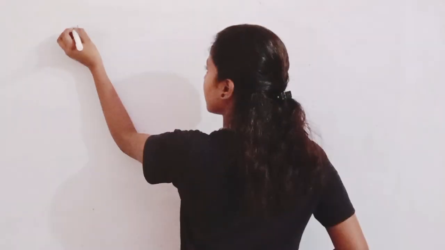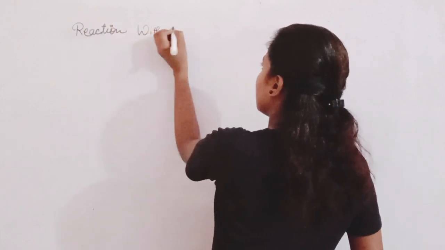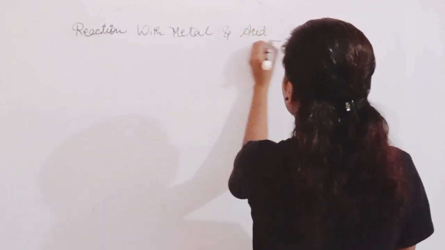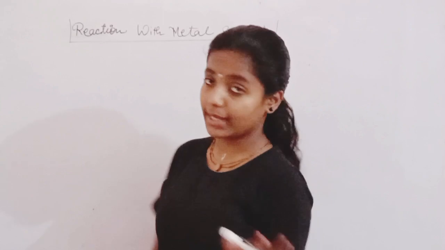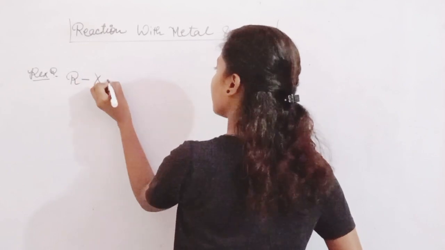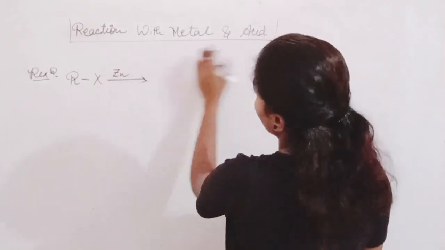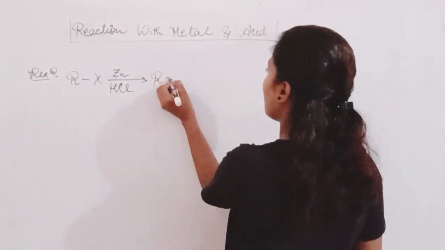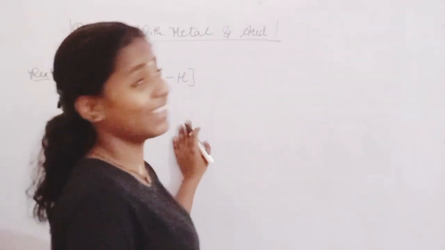Now we are going to have reaction with metals and acids. We'll be understanding reaction with metals and acids. Now let's take again any reaction, that is R X, and here I'm going to add any kind of metal, took it as zinc, along with an acid, could be HCl. Now this reaction gives you R H. Now how this reaction occurs, we'll be understanding this.